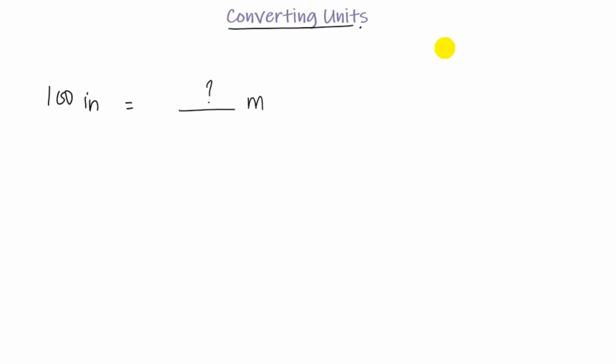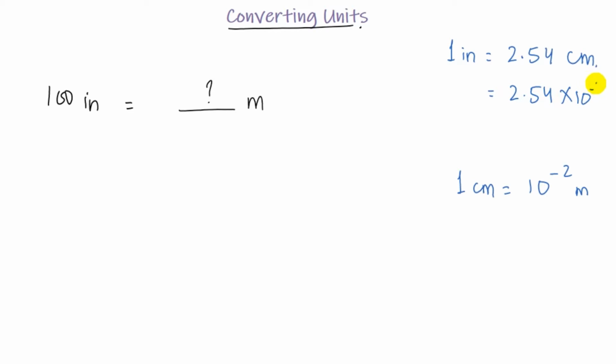So 1 inch means 2.54 centimeter. Now 1 centimeter means 10 to the power minus 2 meter. So this would be equals to 2.54 times 10 to the power minus 2 meter. So this is the conversion factor to convert 1 inch to meters.